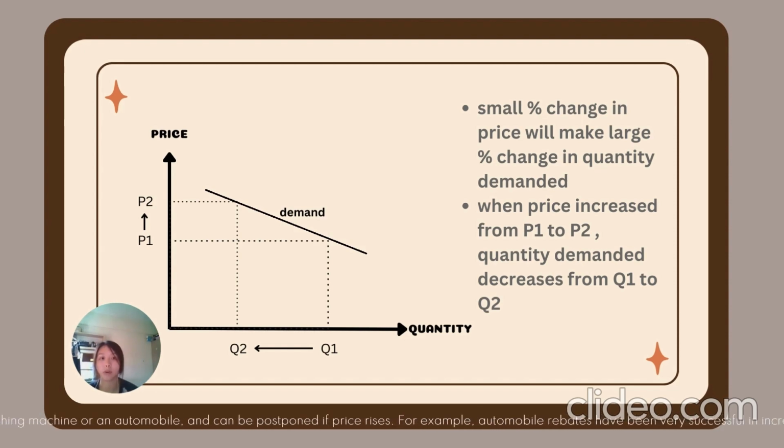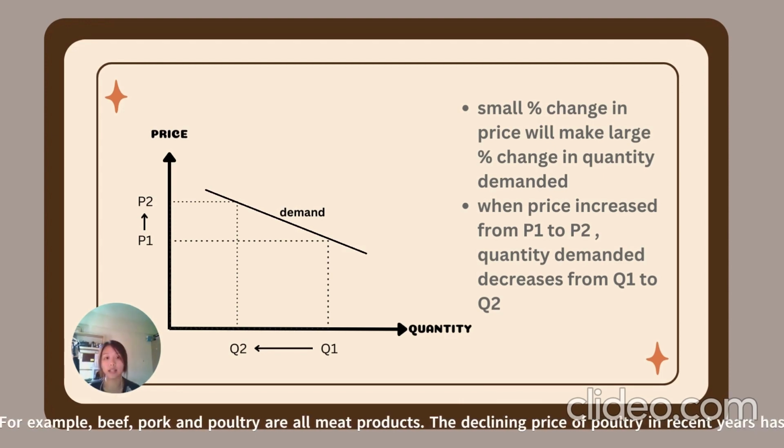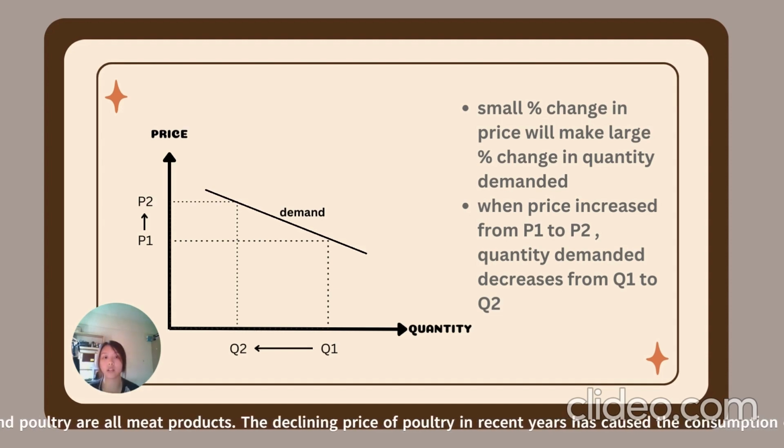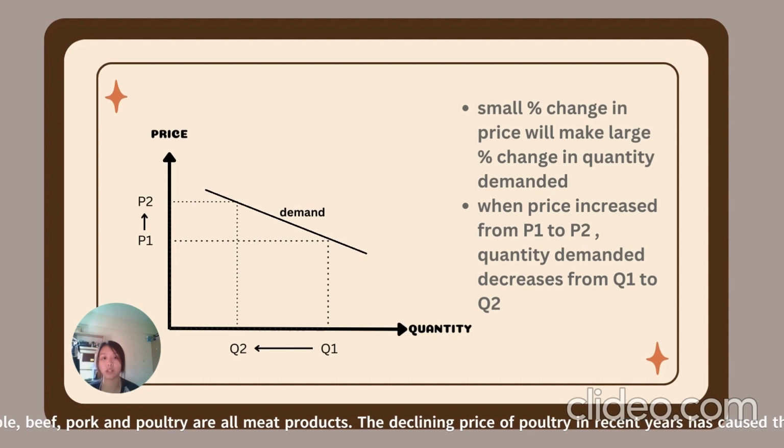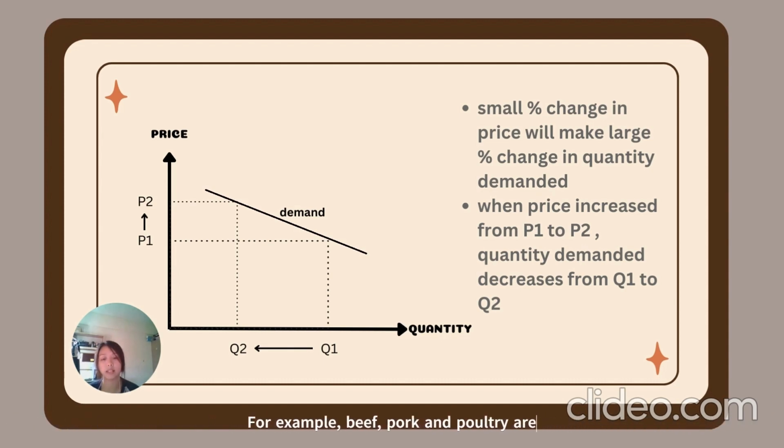Close substitutes for a product affect the elasticity of demand. If another product can easily be substituted for your product, consumers will quickly switch to another product if the price of your product rises or the price of the other product declines. For example, beef, pork, and poultry are all meat products. The declining price of poultry in recent years has caused the consumption of poultry to increase at the expense of beef and pork. So products with close substitutes tend to have elastic demand.